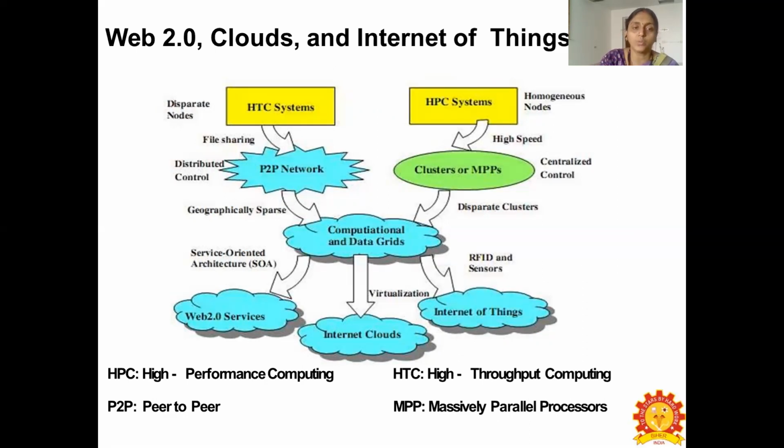in the distributed control. So this computational and data grids involves the service-oriented architecture, that is Web 2.0 services, and virtualization, that is Internet clouds, and RFID and sensors, that is Internet of Things, are also involved in the computational and data grids. So here, the high performance computing and the high throughput computing are involved in the Web 2.0 network. And this MPP or clusters can be massively parallel processors which has a centralized control over the computational and data grids.